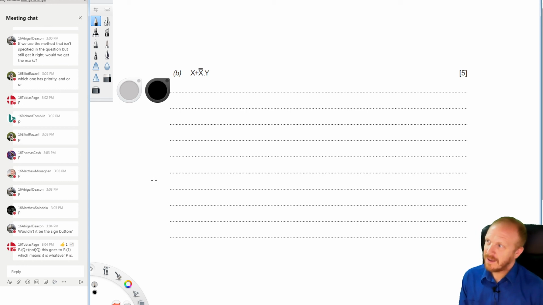Can we see where we think people went wrong? Bearing in mind, this is a 5-mark question. And this appears, on the face of it, to be really easy. Now, it's unlikely a really easy question would get you 5 marks. So there appears to be a simplification we can use straight away.